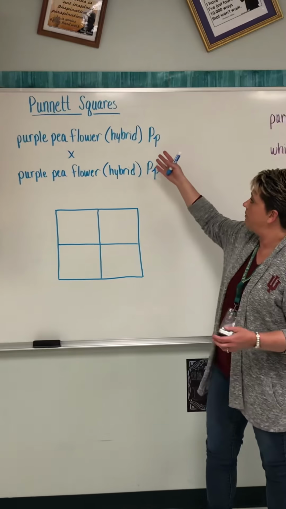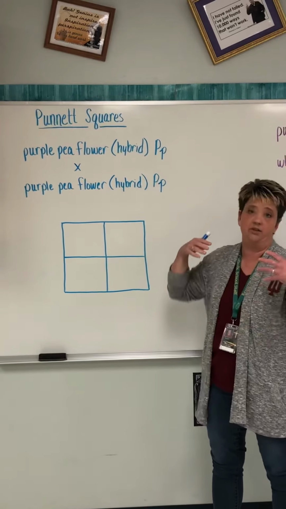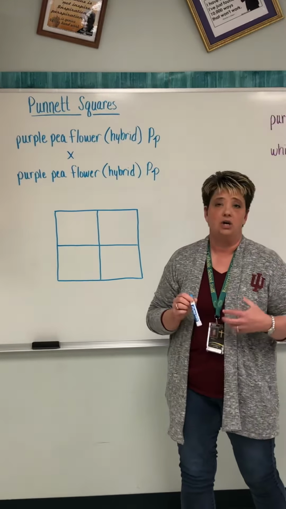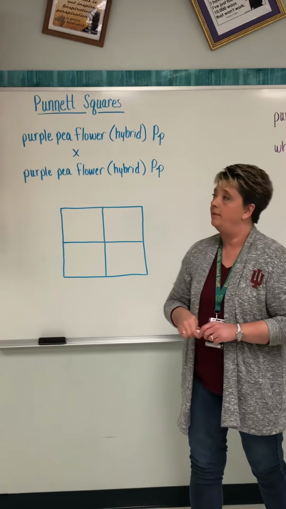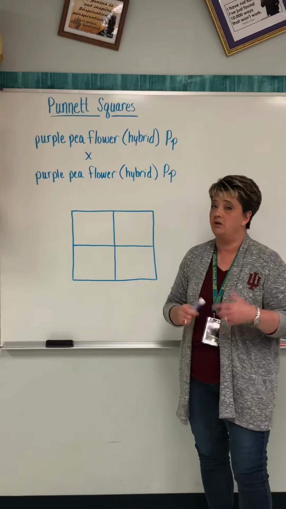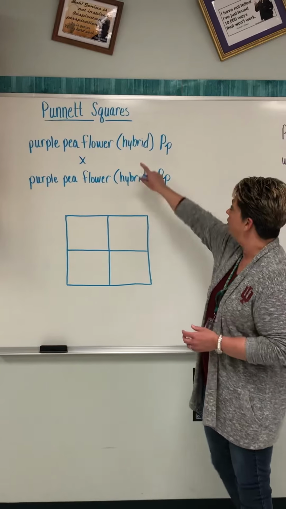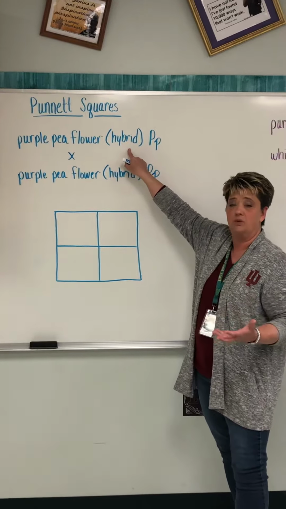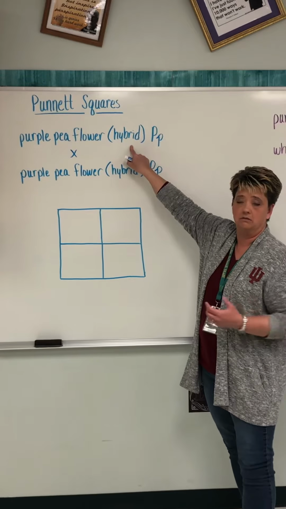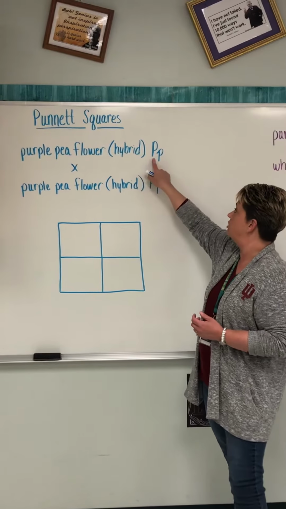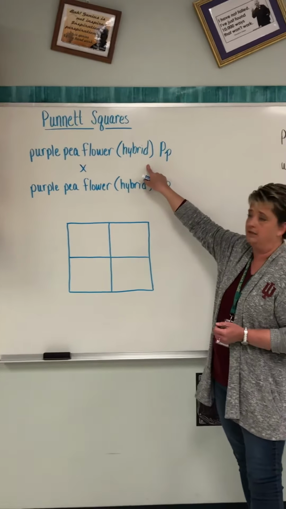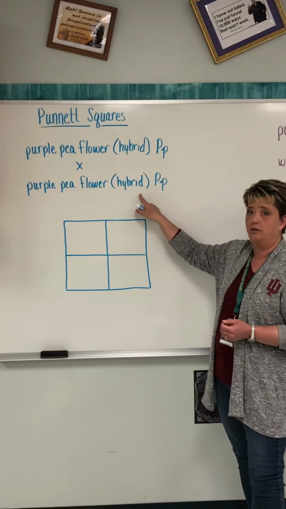We have pea plants that have purple flowers and pea plants with white flowers. The purple flowers are the ones that are dominant over the white. And so we have two purple flowers that are called hybrids. That means that they're not a true breed. That also implies it's a heterozygous allele combination, which means you have a capital letter and a lowercase letter. So we have a hybrid purple plant being crossed with another hybrid purple plant.